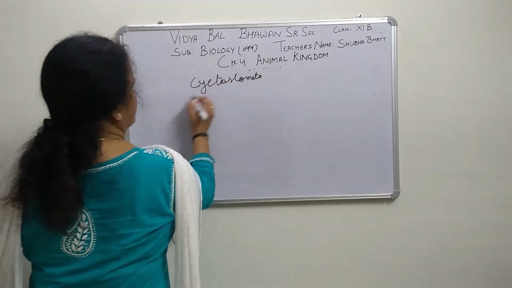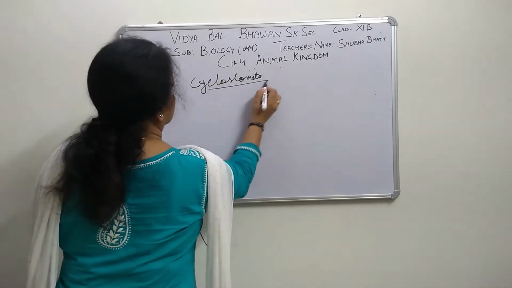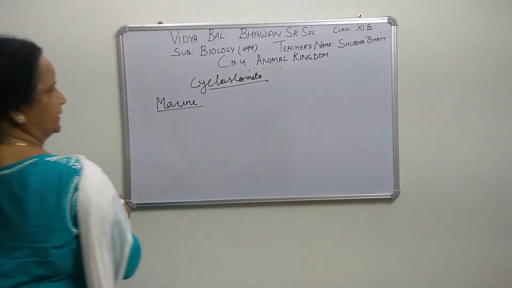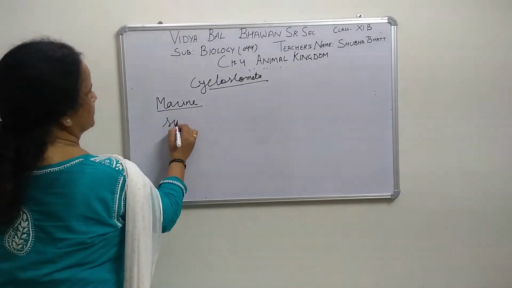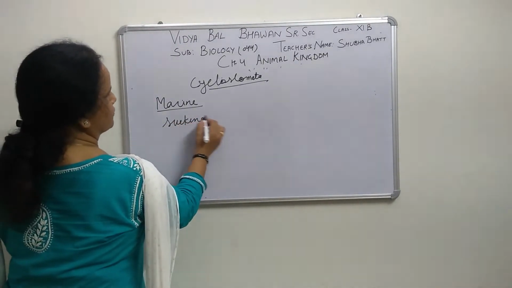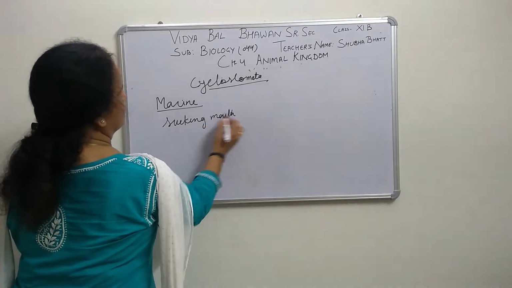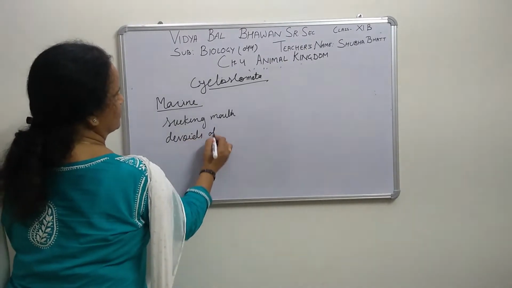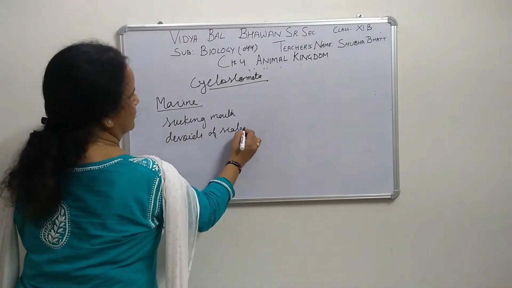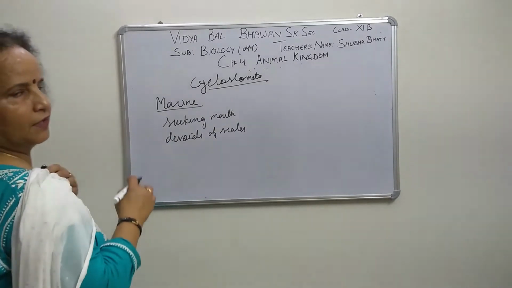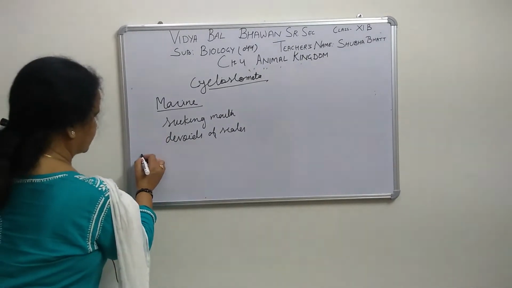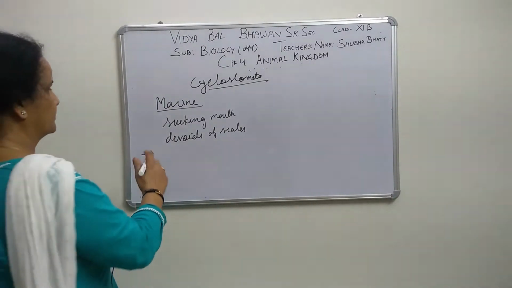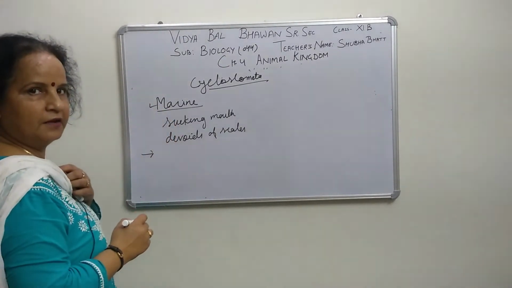In this Cyclostomata, these are marine. As I told, these are mostly marine. Right? Now they are having a sucking mouth. They are devoid of scales. Right, these are the main Cyclostomata characteristics. The very interesting and important characteristic is that they are marine. Right, generally they are marine.